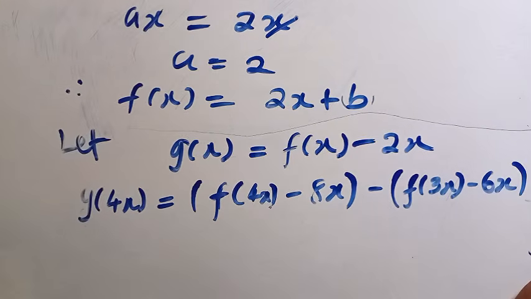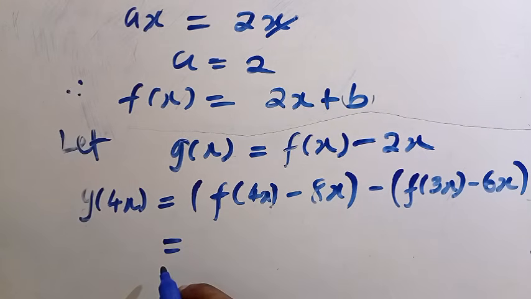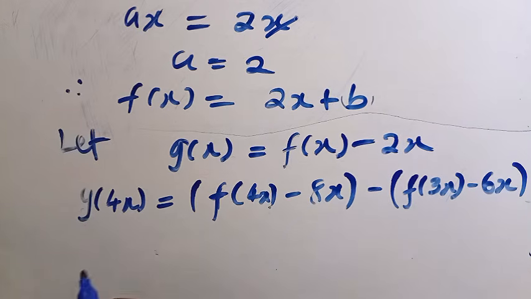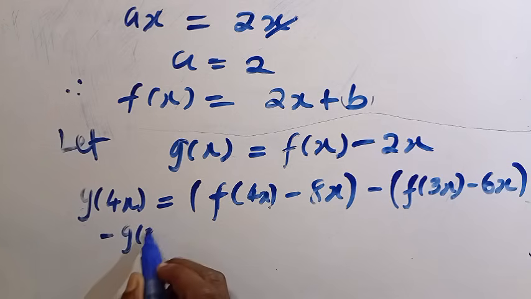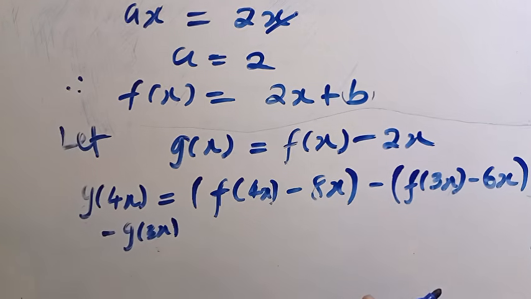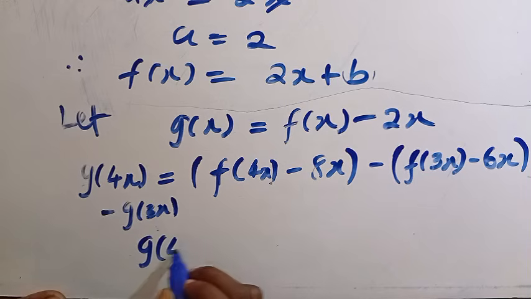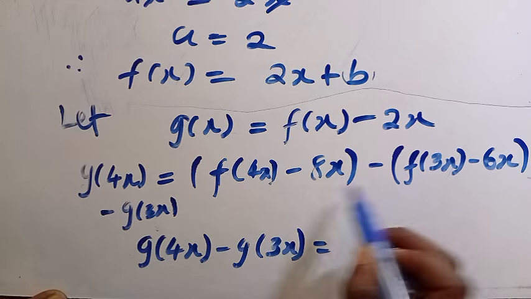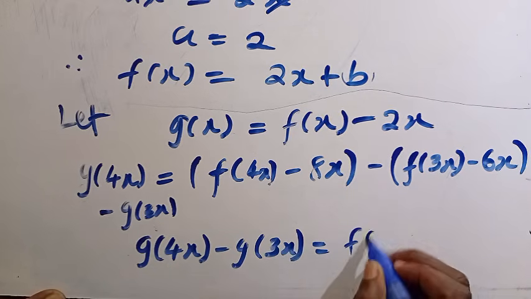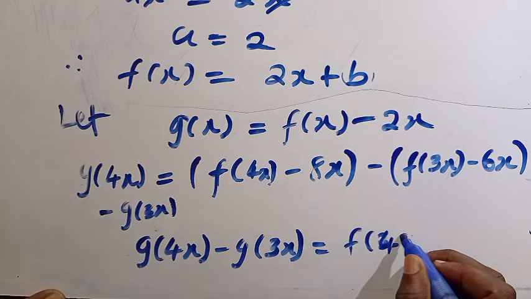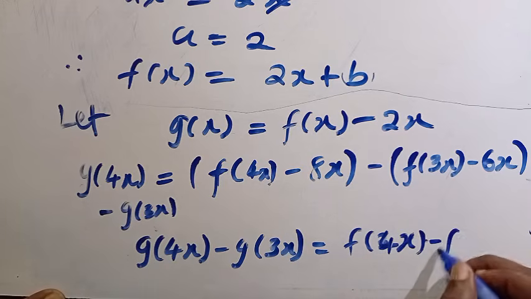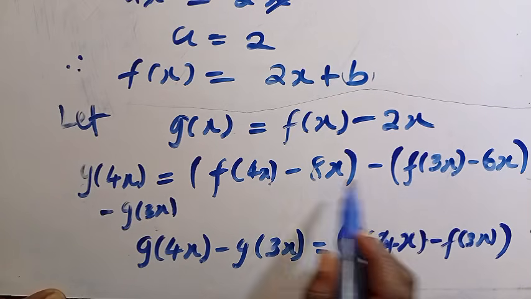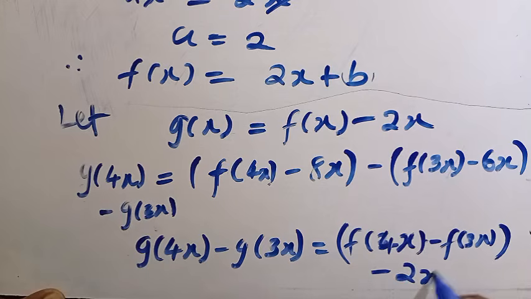So after getting this, you can just try to couple this together. Don't forget, since I've subtracted 2x from here, I have to subtract g of 3x as well. Then with this, we have g of 4x minus g of 3x equals f of 4x minus f of 3x, then minus 8x plus 6x, that gives us minus 2x.